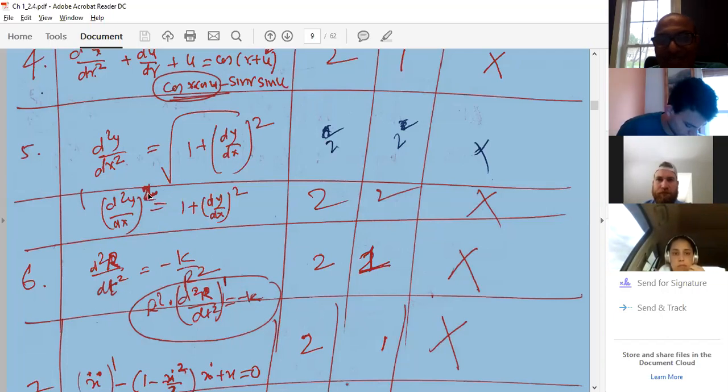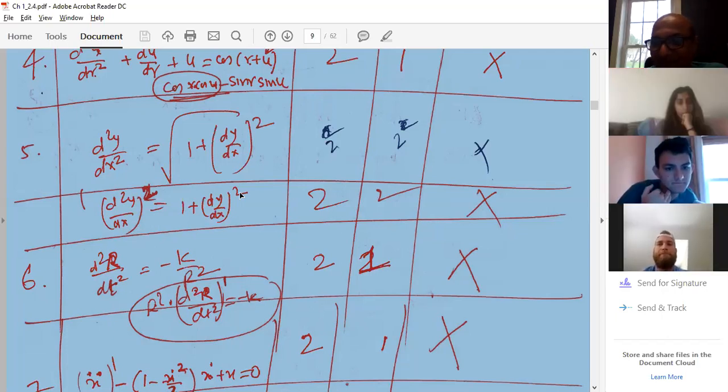Linear or not? I don't think it's linear because you have a power of 2 on the function. The power is 2, so that's non-linear. All of you are getting me or not? Yes, sir. Since it was under a square root, you have to square both sides to remove the square root.